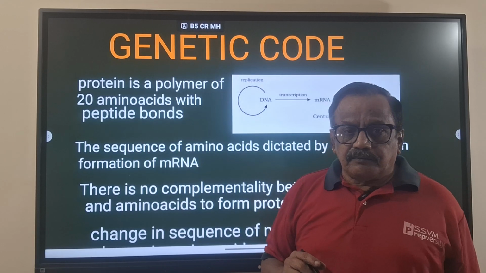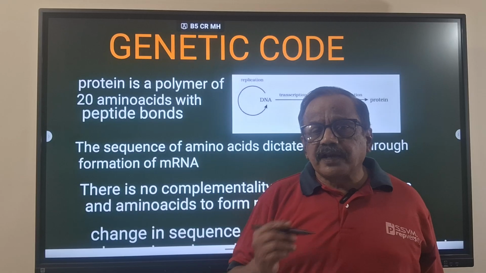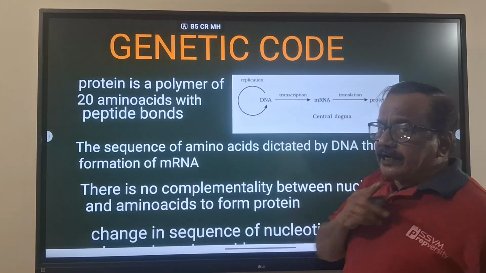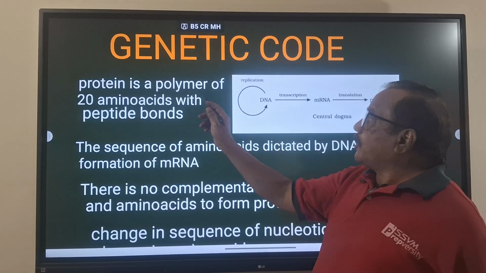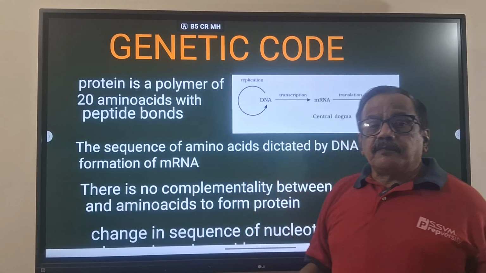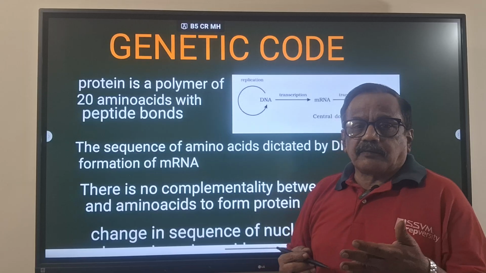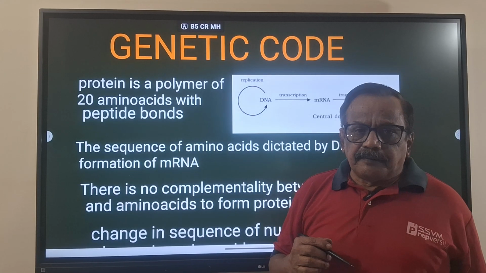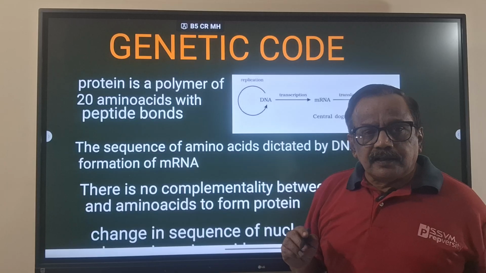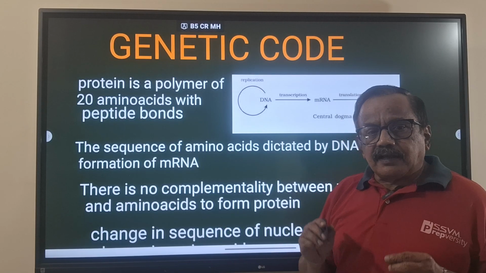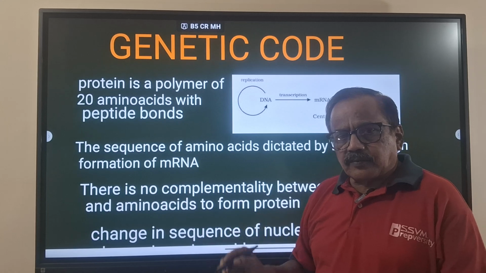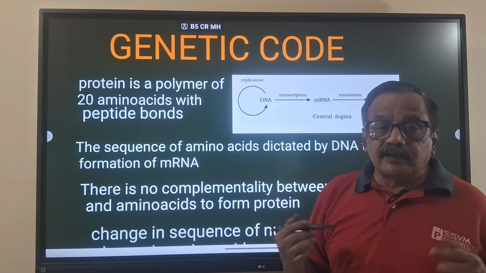That is easy, but the thing that was difficult to explain to scientists was how the mRNA gives the guidance to form the protein polypeptide. Protein is a polymer of 20 amino acids with peptide bonds, and there is no complementarity between the amino acids and the nucleotides present in the mRNA, but they follow the guidance of the DNA in the form of mRNA. Means if you change the nucleotide sequence, it will cause a change in the amino acid sequence in the protein, and a new protein will be formed. There is a lot of evidence for that.